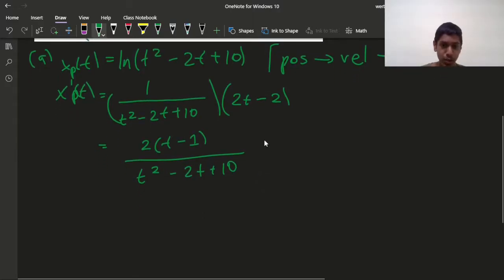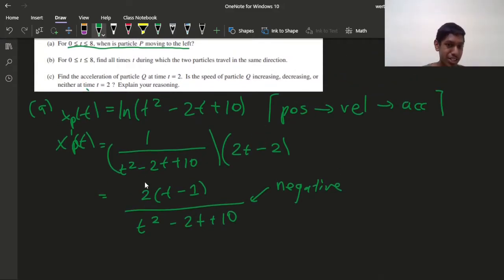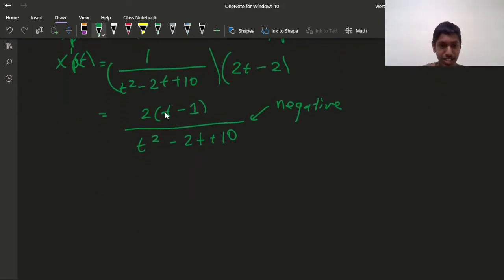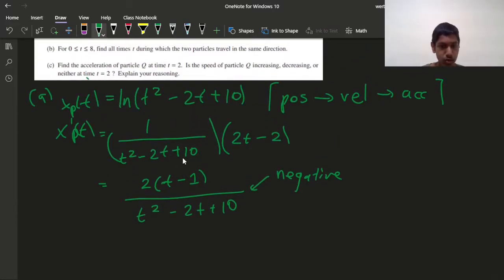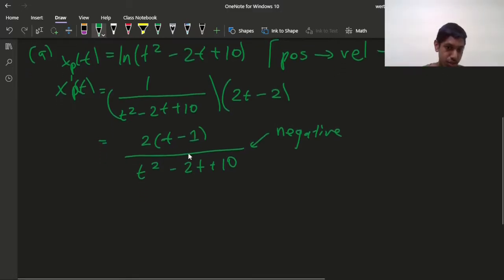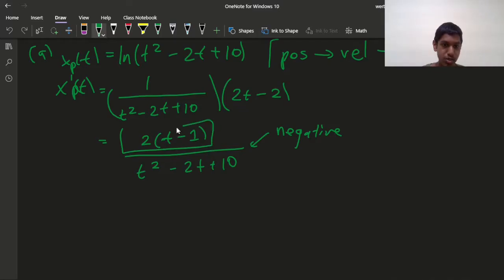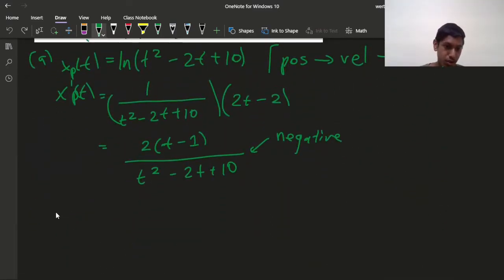Okay, so we're going to find out when this is negative. So we're going to make a sign chart now. A sign chart will tell us the sign of a function over a given interval. But in order to make that, first we need to find the zeros of this function, or where it doesn't exist. Let's start with the numerator. Either the numerator or the denominator should be 0. So if this is 0, then t is 1.